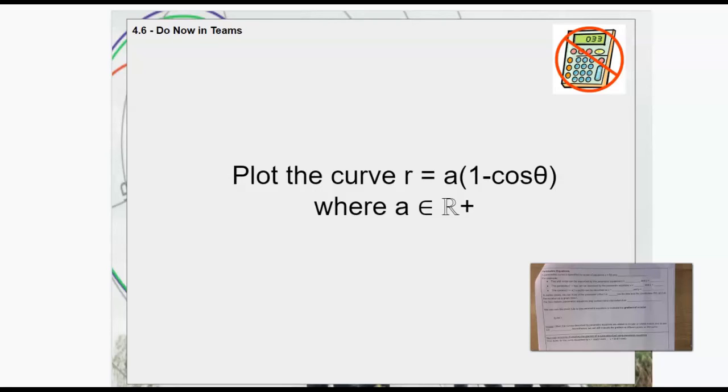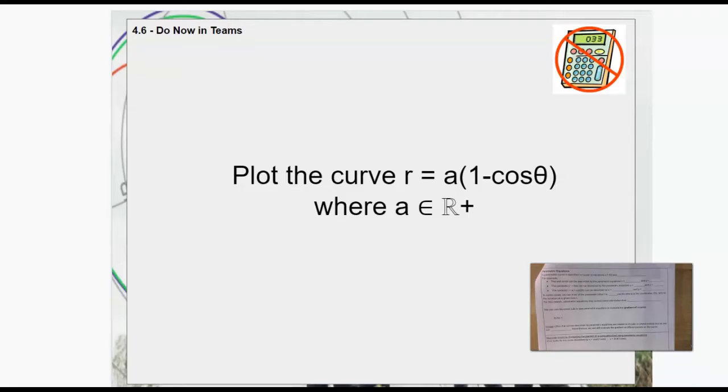Okay, so the second part of today's lesson, looking at related rates, but specifically in the context of parametric equations. So first thing I want you to do is take a second to warm up and use all the techniques you have to try and sketch the curve r equals a times 1 minus cos theta, where a is a positive constant, varying theta between 0 and 2 pi.